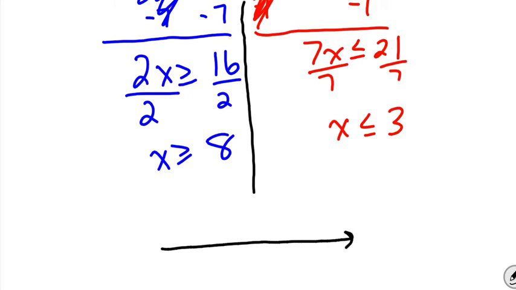Now I'm ready to graph. Put my smaller number on the left. There's my 3. Bigger number on the right. There's my 8. And we start graphing. Start with this. X is greater than or equal to 8 means at 8 I put a closed fill-it-in circle shaded to the right.